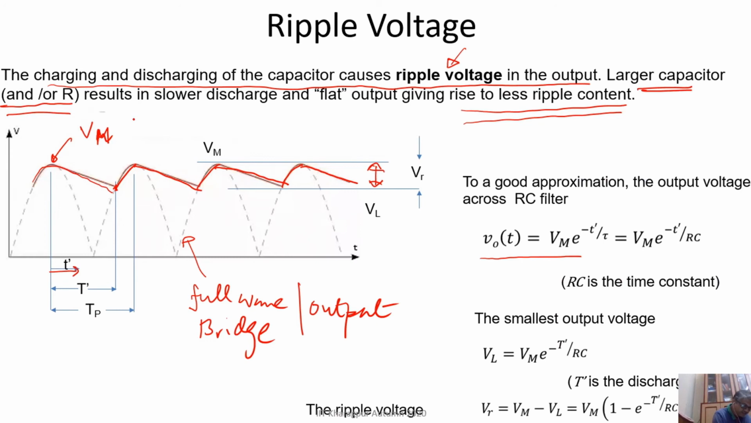Vm is Vmax, that is the maximum voltage at the output. So it will decrease according to the time constant RC. So we can write, in this portion where the capacitor is basically discharging, V naught equal to Vm e to the power minus T dash over tau, that is T dash over RC. RC is basically the time constant.